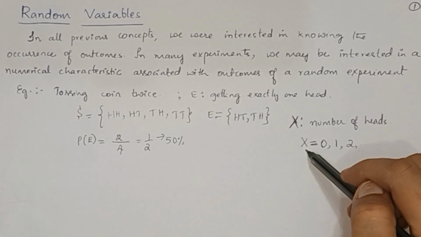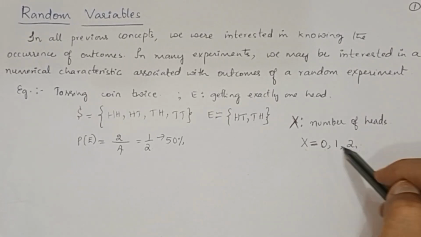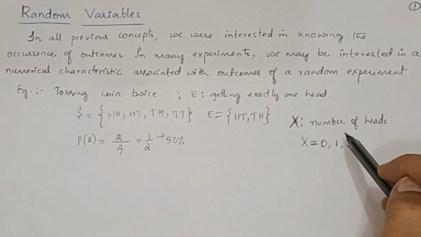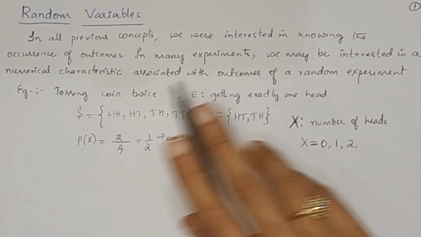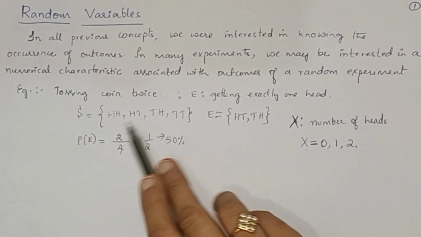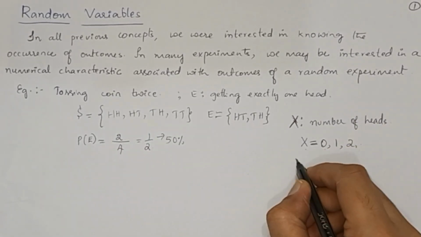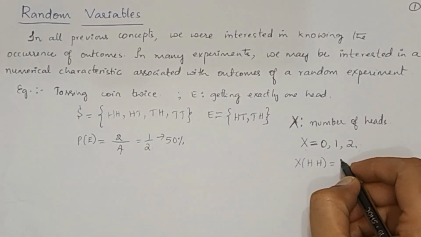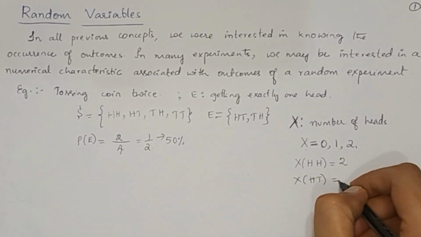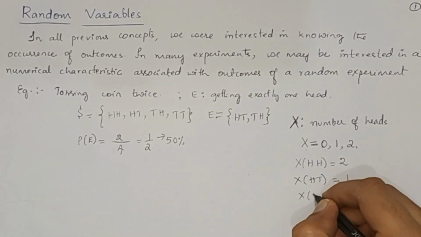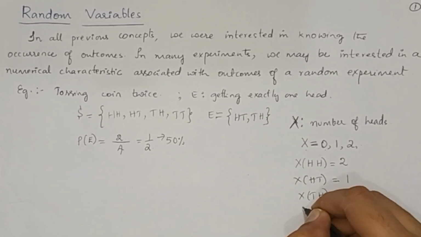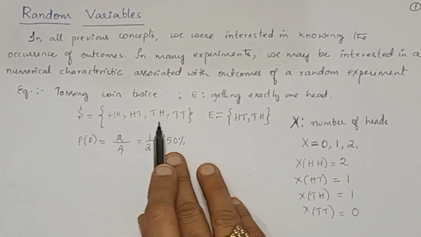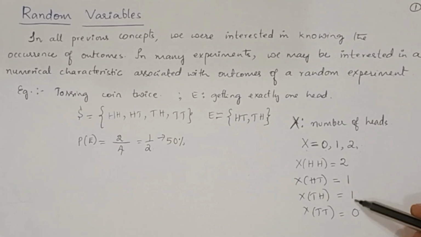This variable is called a random variable. It is a variable because its value keeps changing and it takes random values. That's why the name random variable. So every outcome of this random experiment is associated with a value. X of HH: how many heads here? Two heads. X of HT, here there is one head. X of TH, again there is one head. X of TT, there is no head, so 0. So instead of referring to the outcomes, now we can refer to these numbers.